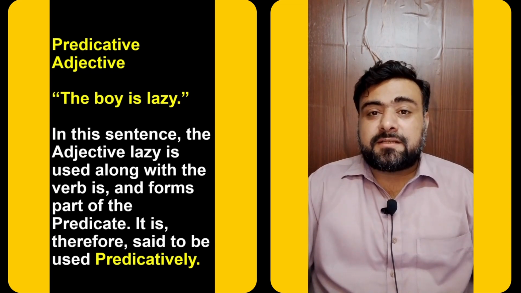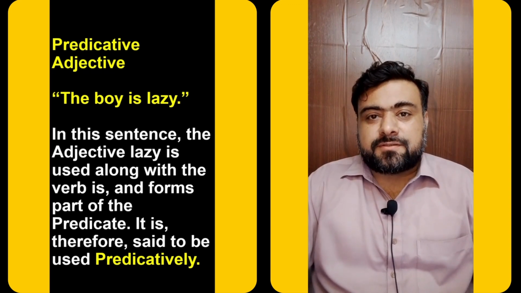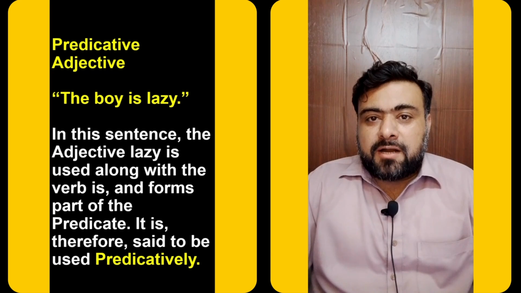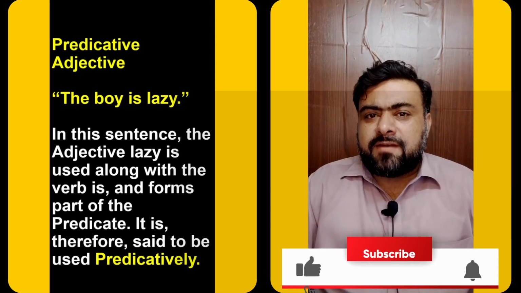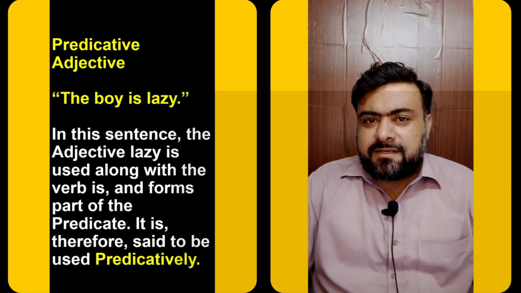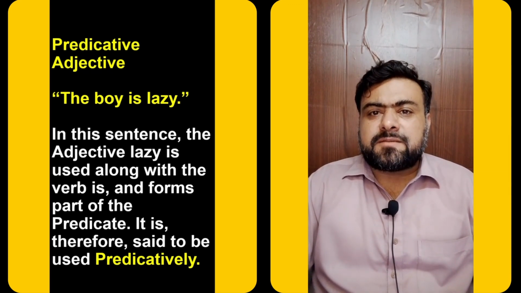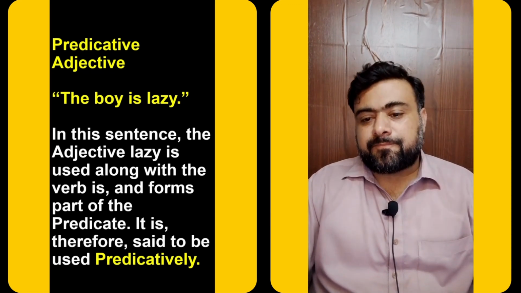But in this sentence, the adjective lazy has been used as a part of the predicate of a sentence. It has been used with the verb is as a part of the predicate. In this sentence, the boy is the subject and is lazy is the predicate. And the adjective lazy is part of that predicate. So we can say that in this sentence, the adjective lazy is a predicative adjective because it has been used predicatively as a part of the predicate.